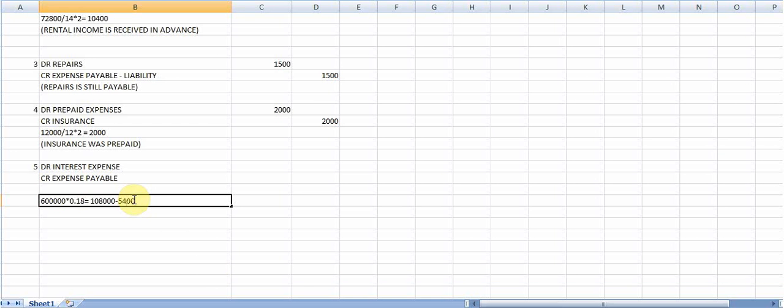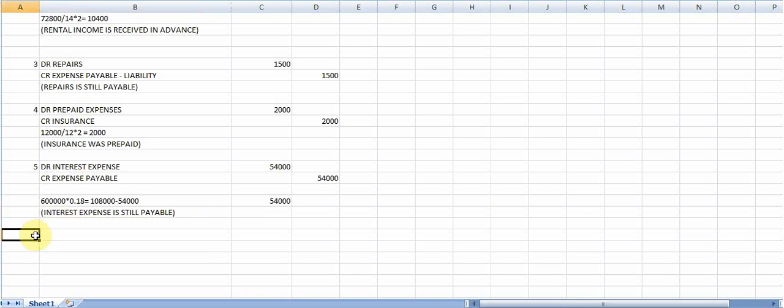So here I'm going to deduct the 54, and in doing so, I get to an amount of 54,000 that is outstanding, and I'm going to make a debit and a credit for that amount. And I'm going to say that interest expense is still payable. Right, number 6 was the entries for cost of sales and inventory.